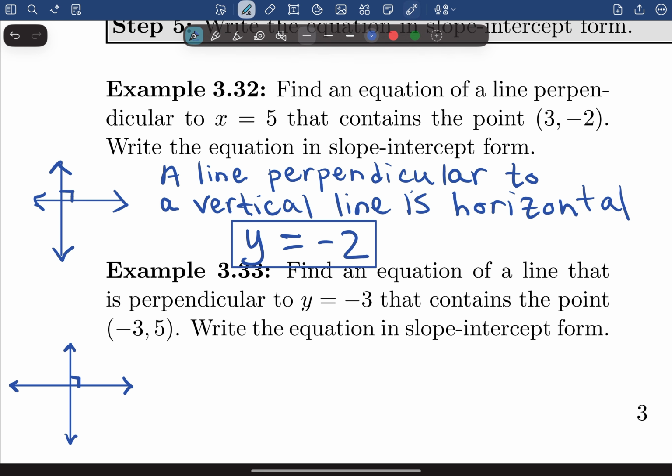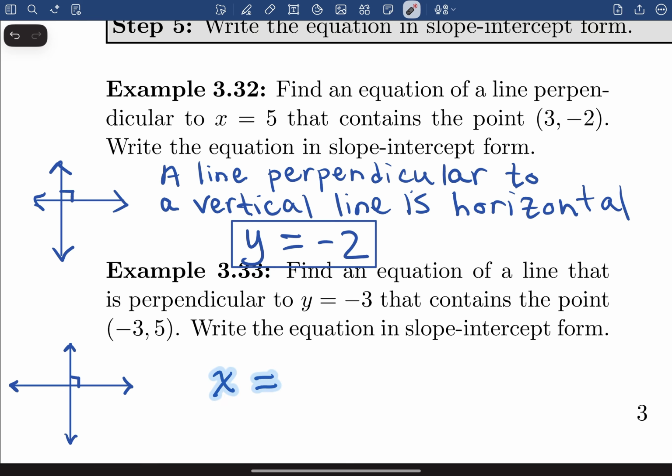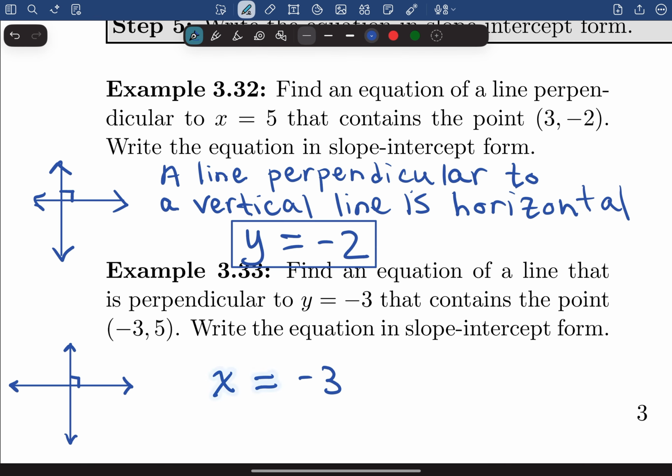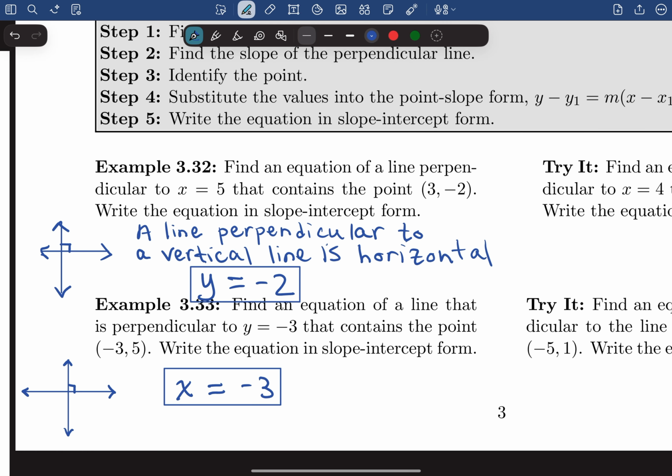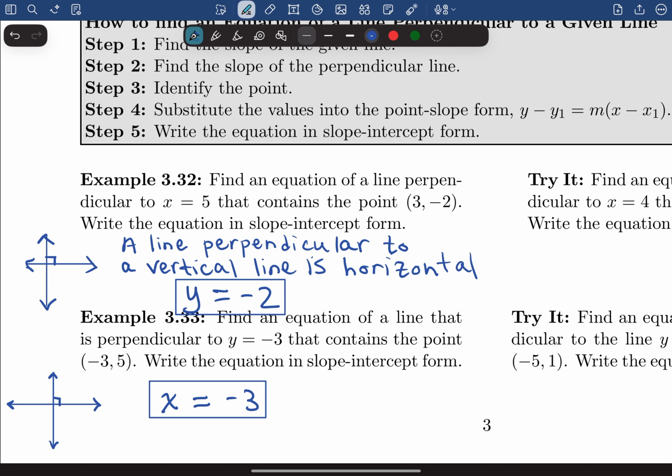Great. And so a vertical line would be of the form x equals a number. And that number is the x value found in this point. So I take -3, and that's the x value of that point. So I know the vertical line would have to pass through that specific point. And that's the solution.